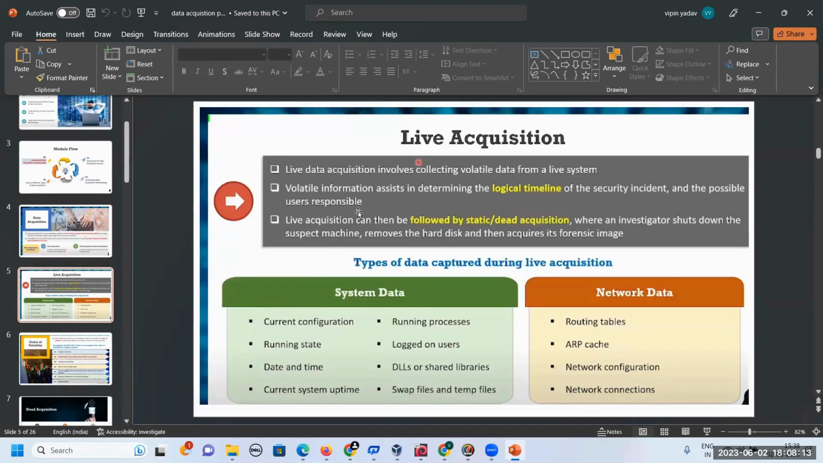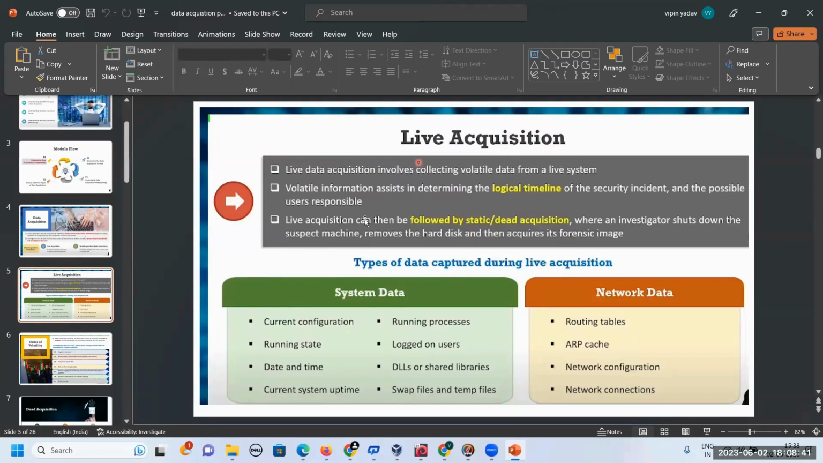Here it is talking about live acquisitions. Live data acquisition involves collecting volatile data from a live system. As ma'am told, it is all about volatile data. Volatile information assists in determining the logical timeline of the security incident and the possible user responsible.